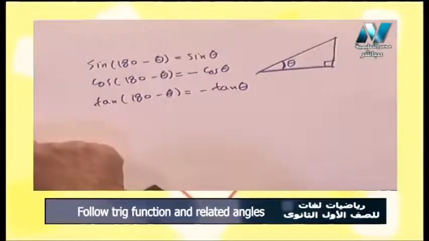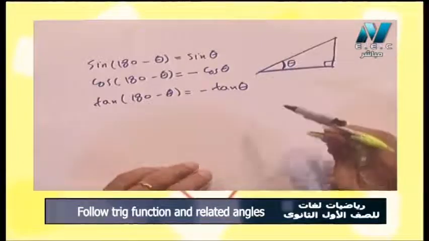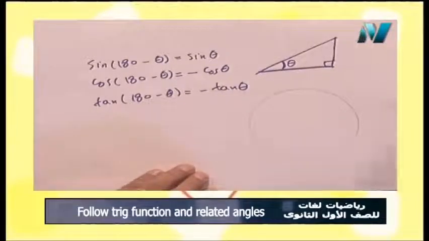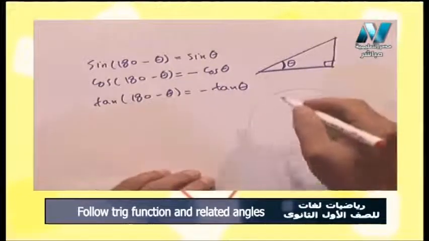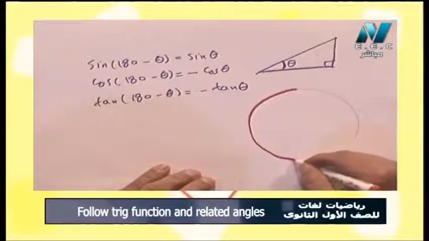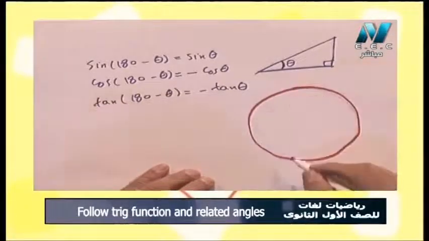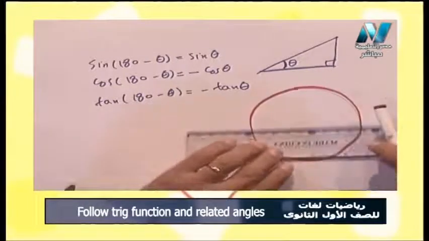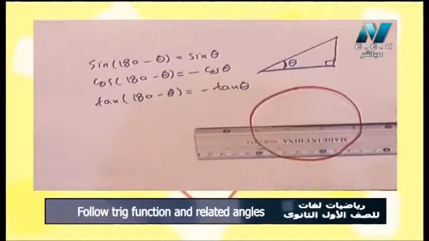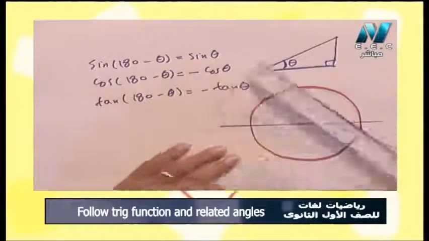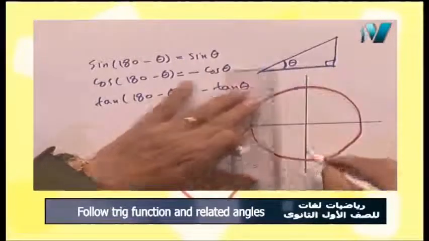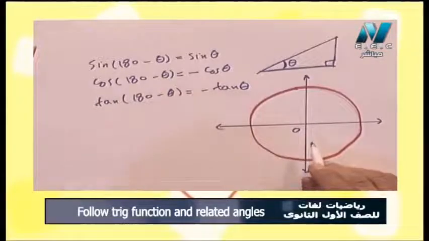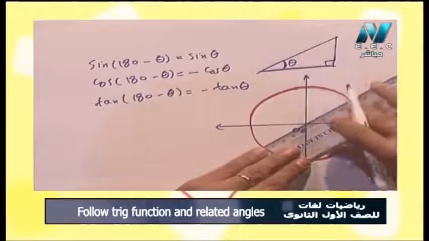So if we draw the unit circle here like that, I trace it for you to be a clear circle. We have a circle here, and we have the x and y axes. This is the x axis now, and the y axis here. And don't forget that we have the origin point here, and we draw any angle here.